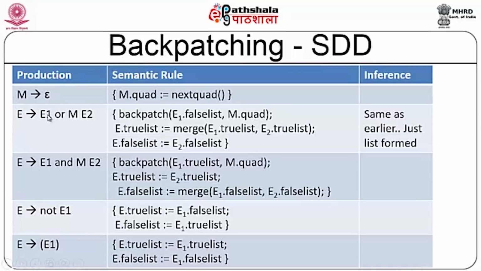That is, what do we know? If E1 is false, then I have to evaluate E2, right. So, this E2 will be available at the next line number of E1. So, that is fetched using this M.Quad information. So, finally, I will backpatch E1.FalseList with M.Quad. So, there will be a simple go to dash, right. So, that dash will be pointing to M.Quad. M.Quad will be the next line number after completing expression E1.